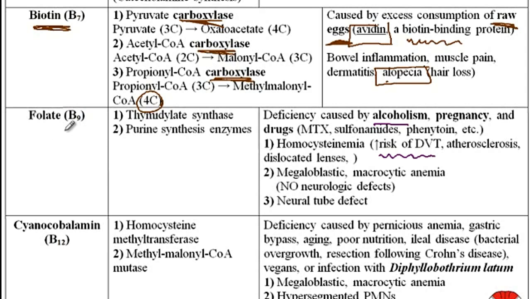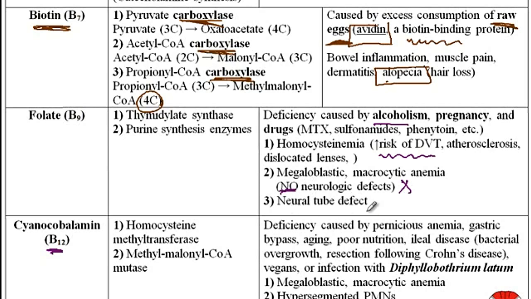In addition, vitamin B9 deficiency, since it interferes with DNA synthesis, will cause megaloblastic macrocytic anemia. But unlike vitamin B12, which also causes megaloblastic macrocytic anemia, there are no neurologic defects with vitamin B9 deficiency. So vitamin B12 does cause neurological defects, but vitamin B9 does not cause neurological defects.